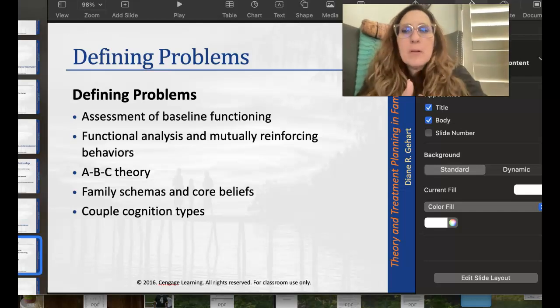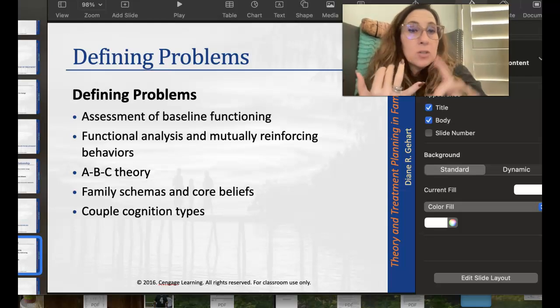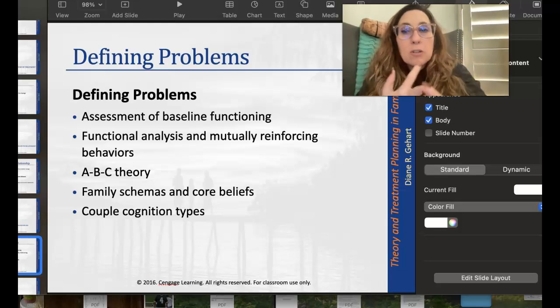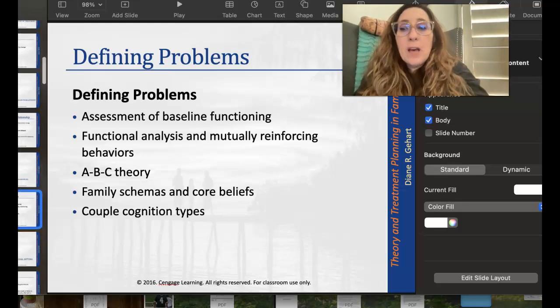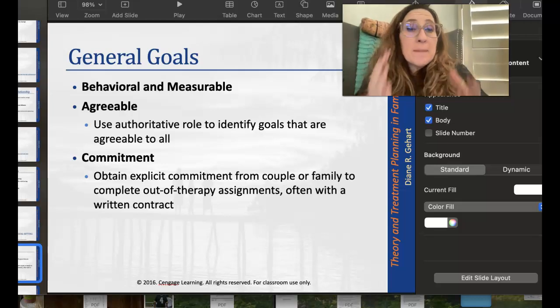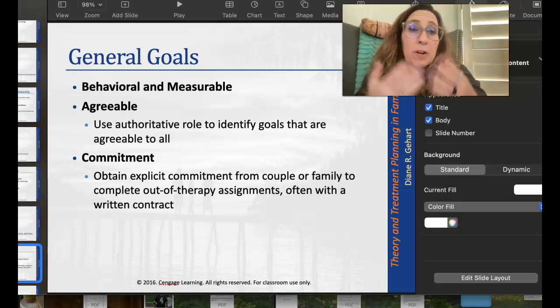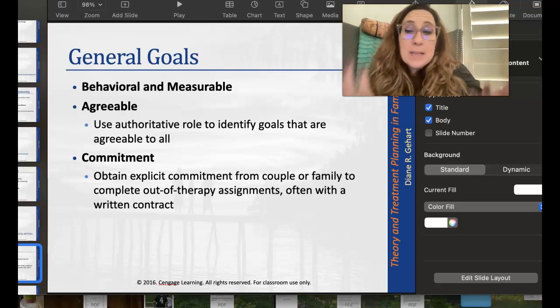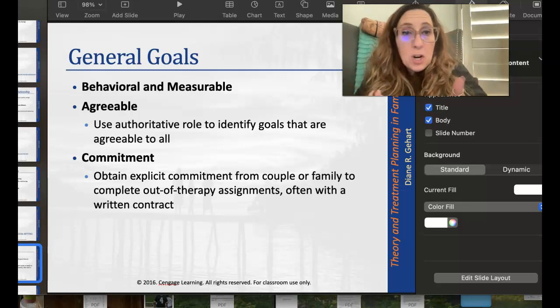So what is the problem? We want to get baseline functioning, the ABC theory, what I told you: our thoughts turn into our behaviors, which turn into our beliefs. We're looking at core beliefs, how the family dynamic is, what the couples dynamic is if we're doing couples therapy, trying to find measurable and attainable goals. We want to find something that works for everybody, that makes everybody happy, or at least is a good place to start.